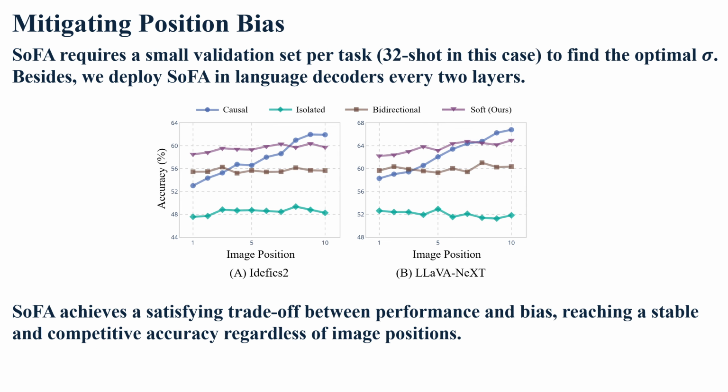In practice, our method requires a small validation set, like 32 shots, to confirm the optimal value of sigma. Also, we only deploy SOFA in decoders every 2 layers instead of every layer. This figure shows the results of our method on the PQA task, and we can see that our method can achieve an optimal trade-off between performance and bias compared to other attention masks.